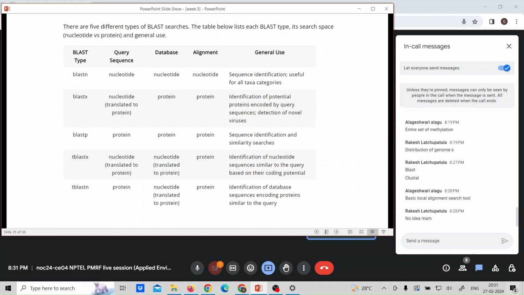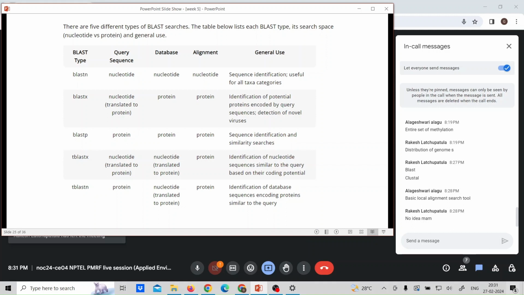Okay, these both are going to be compared, and we are going to be given the output. So in BLASTN, I'm going to input a nucleotide sequence, for example, a DNA sequence. And the search is also going to be performed against nucleotide sequences only. So this is what is called BLASTN.